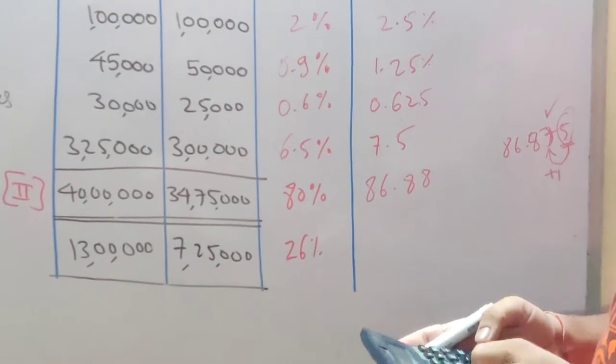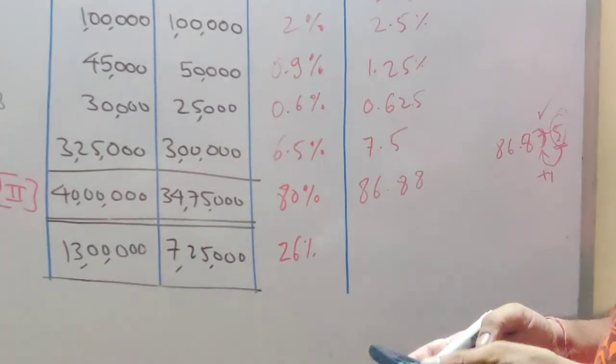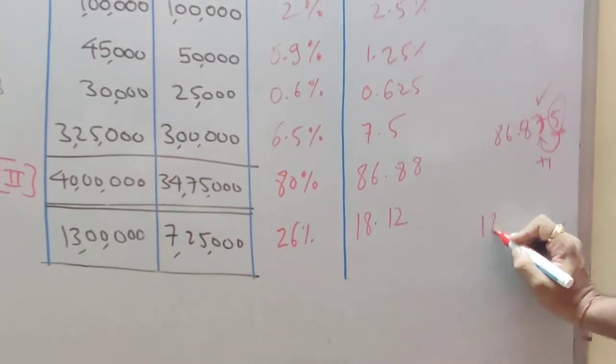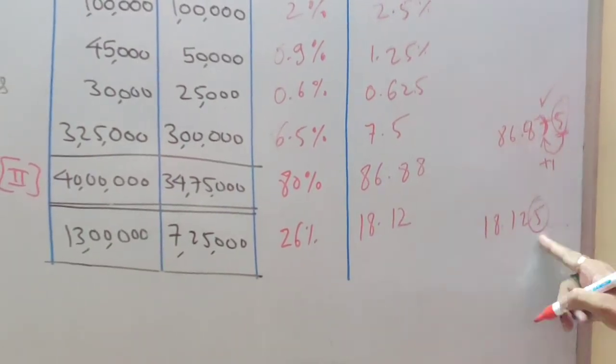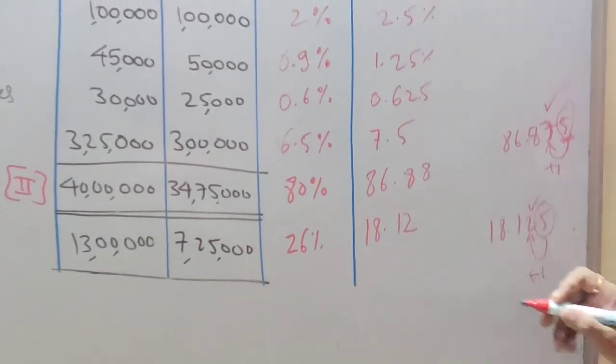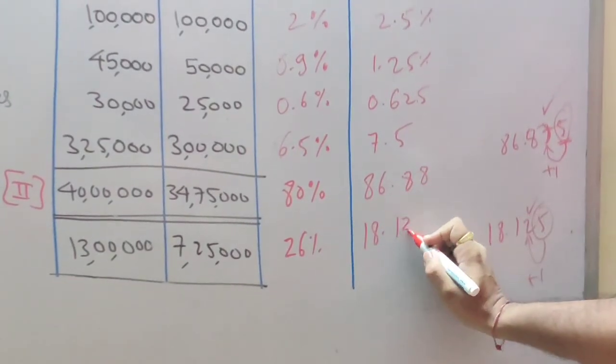Your last amount is 7,25,000. Again I am getting 18.125. Your third digit is 5 or more than 5, so you have to add 1 to the second digit. So it will become 13.